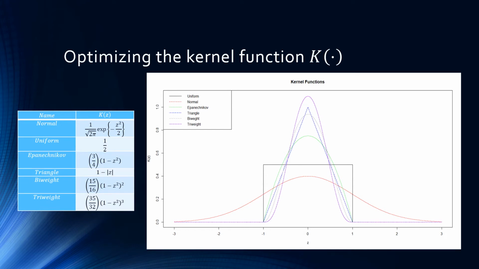And this is just an overview of what the kernel functions look like, right? So you have, most of them actually look relatively similar, and the normal is different in that it has infinite bounds for it. And the uniform is unique in that it's sort of a naive kernel, right? Because the output is just, if you look right here, just 1/2.